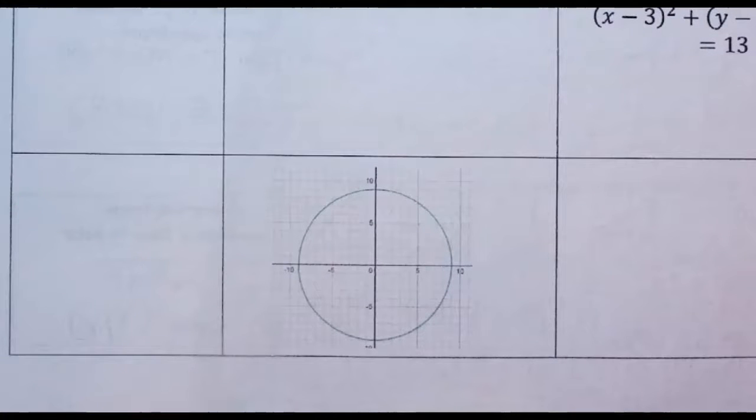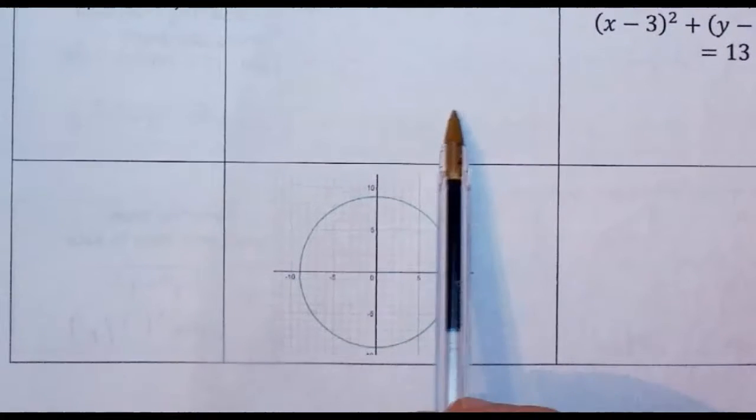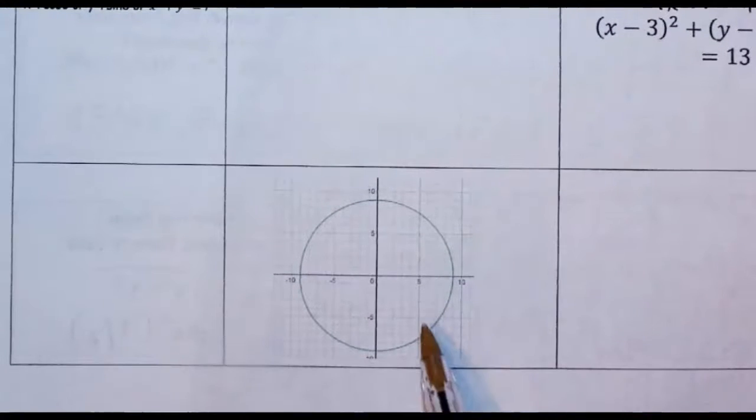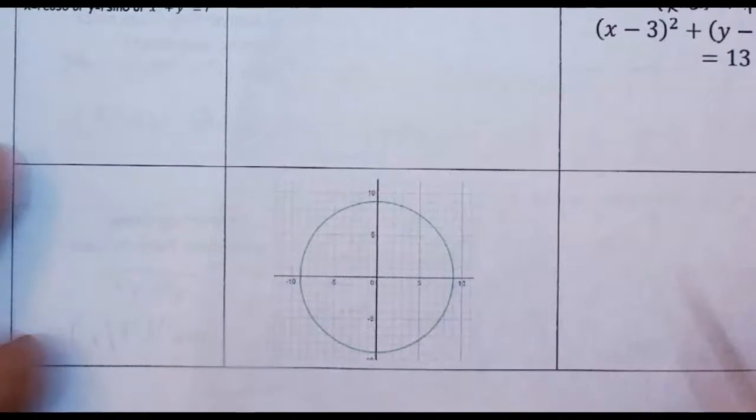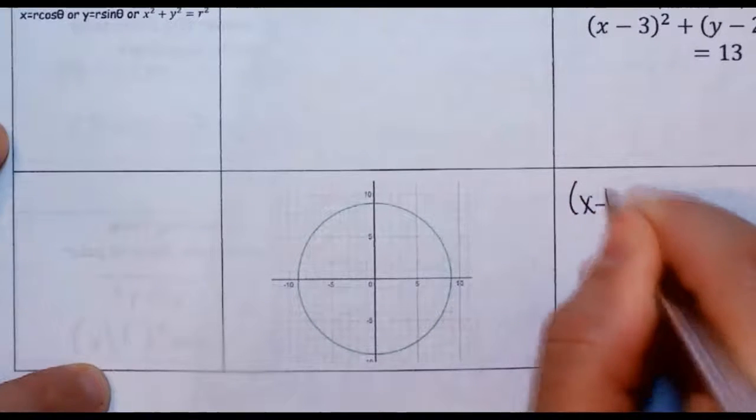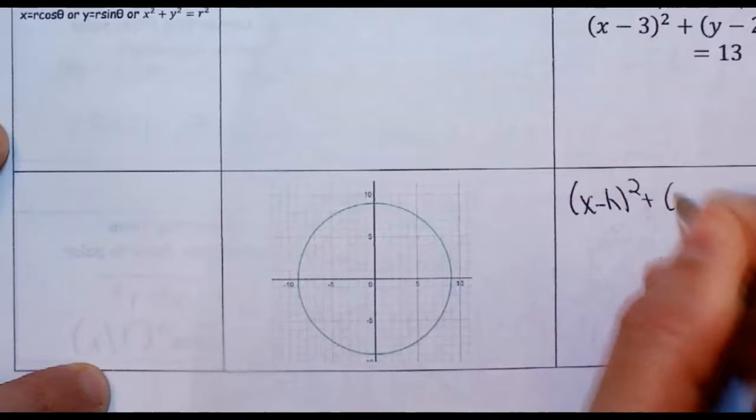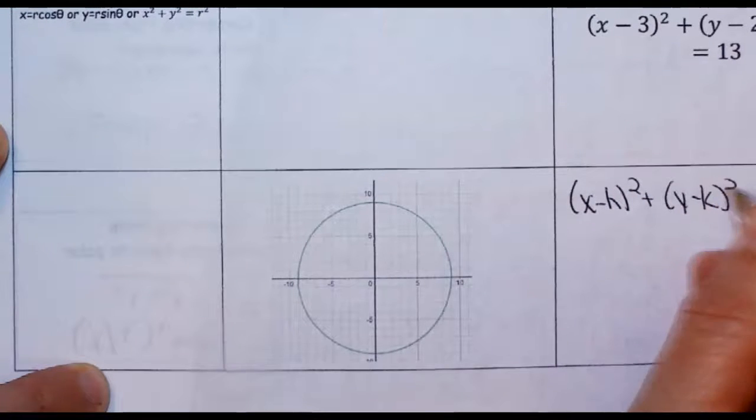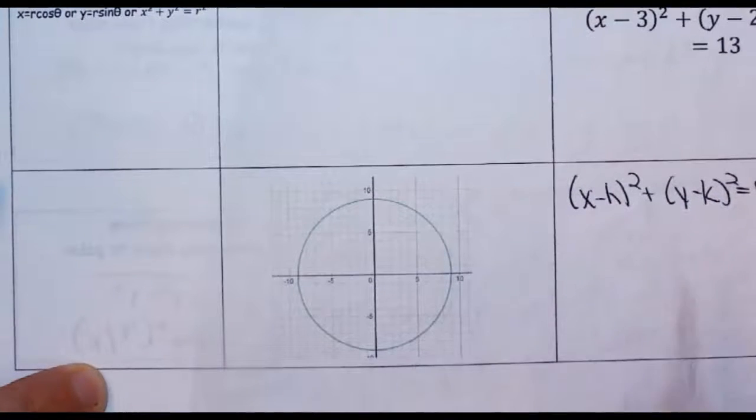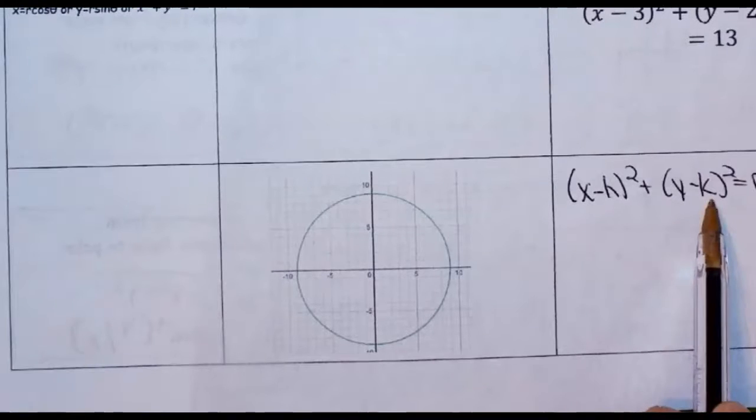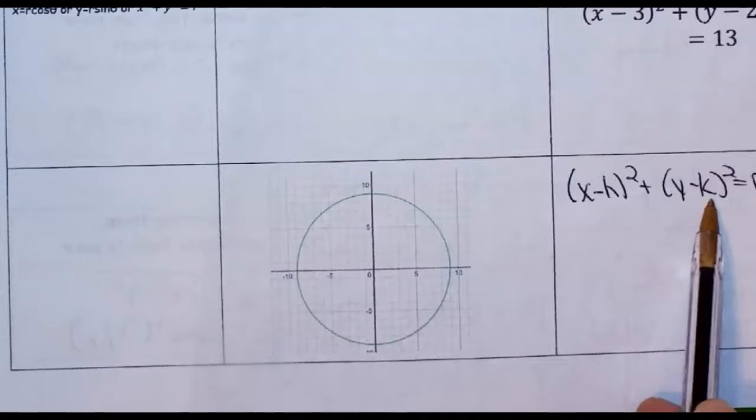Okay, let's go down to the last one and then we'll come back up to that middle one, because that one's probably the most difficult. Okay, again, we can see we have the equation of a circle. We know the equation of a circle is (x minus h) squared plus (y minus k) squared is equal to r squared. (h, k) represents your shift, or the center of your circle.